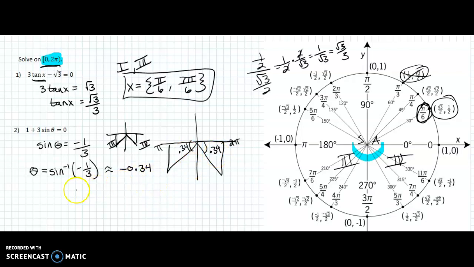So to find the angle in quadrant 3, I'm going to use the positive version, so I'm going to say that the reference angle, let's write that down, is 0.34. And you don't have to go to the positive version. There's other shortcuts you can take. But if you take the positive version, you have more consistency throughout your problems. So in quadrant 3, we're going to do pi plus 0.34. And in quadrant 4, we're going to do 2 pi minus 0.34.